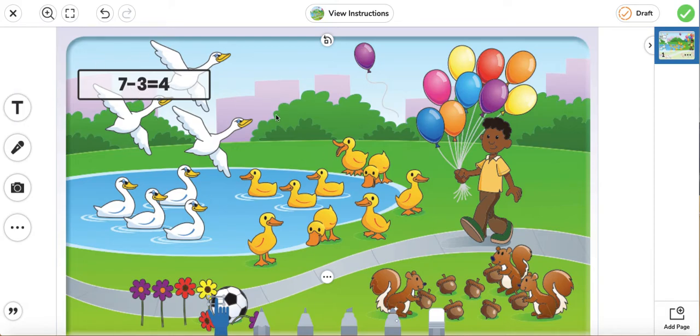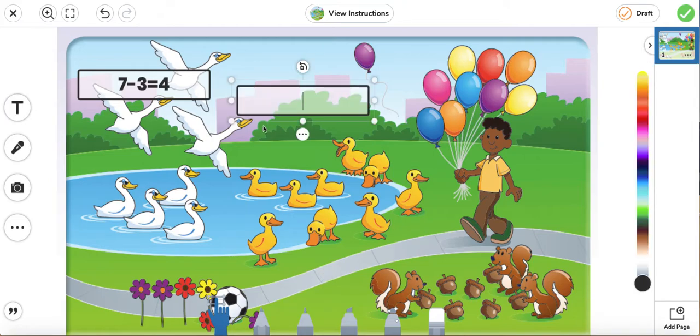Okay, next, let's look at the ducks. So I have, let's count how many ducks we have in all. 1, 2, 3, 4, 5, 6, 7, 8, 9. I have 9 ducks in total, and we have 1, 2, 3, 4, 5, 6 that have gotten out of the pond, so I'm going to take away 6. How many ducks are left swimming?